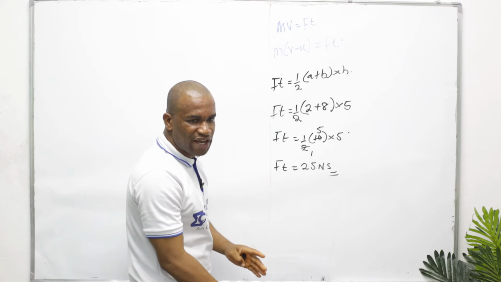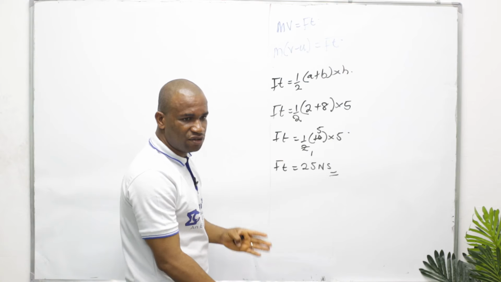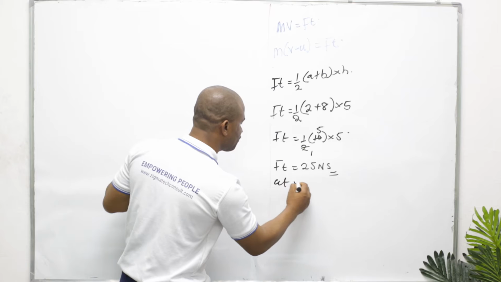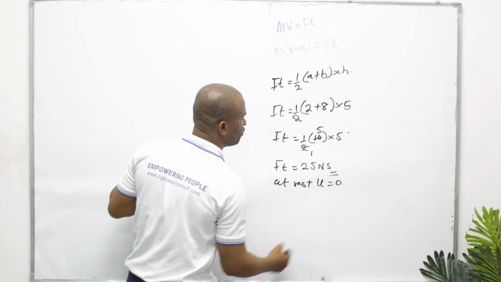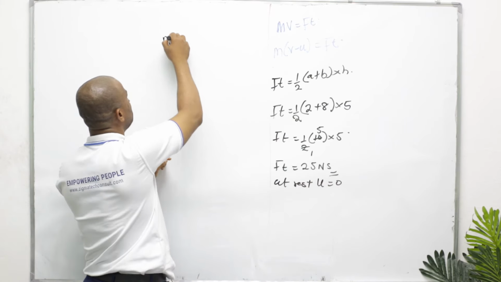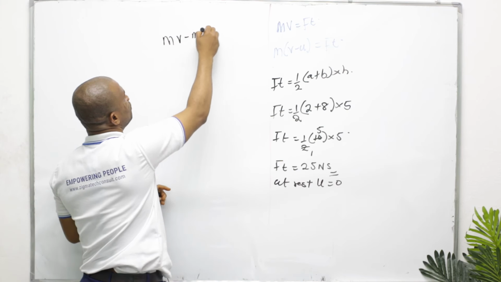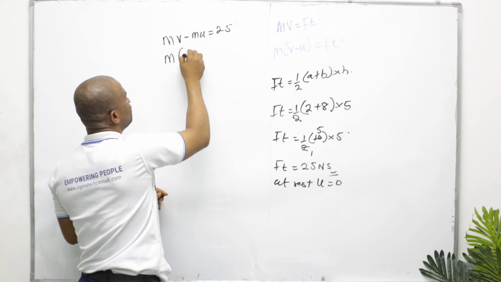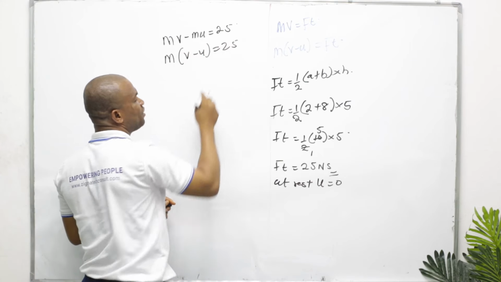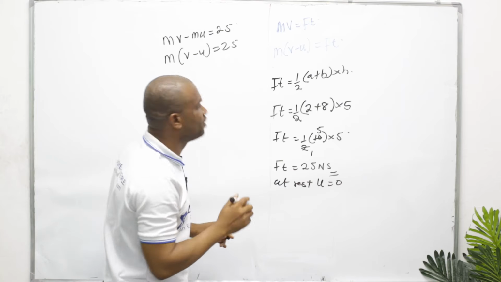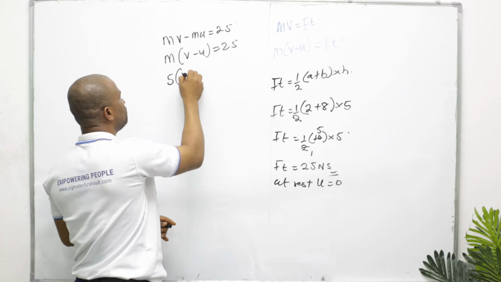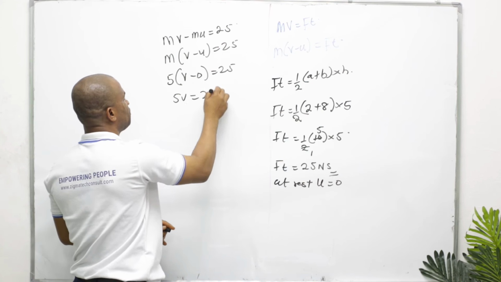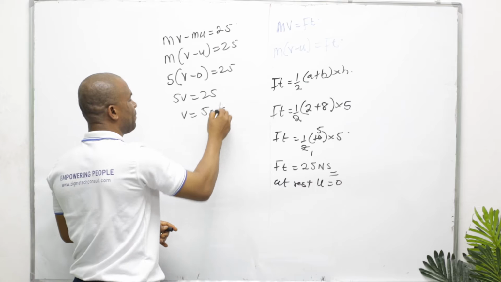Now the question said find the final velocity of the particle if it is initially at rest. At rest, u is equal to 0. So that is going to be mv minus mu is equal to 25. So m is the same thing there as 5 kg. So this is 5 bracket v minus 0 is equal to 25. Therefore 5v is equal to 25. v is 5 meters per second.